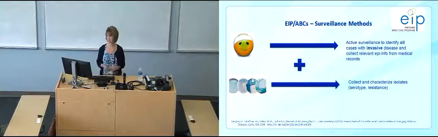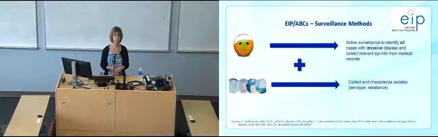So, basic surveillance methods. This is true in ABCs. It's really true for all the different projects. This is the basic methodology for EIP, for active surveillance. The attempt is to identify all cases of that invasive disease and collect all the relevant epi and lab info that is available. That epi info comes from medical records mainly. Sometimes patients are interviewed to get information when that's needed.